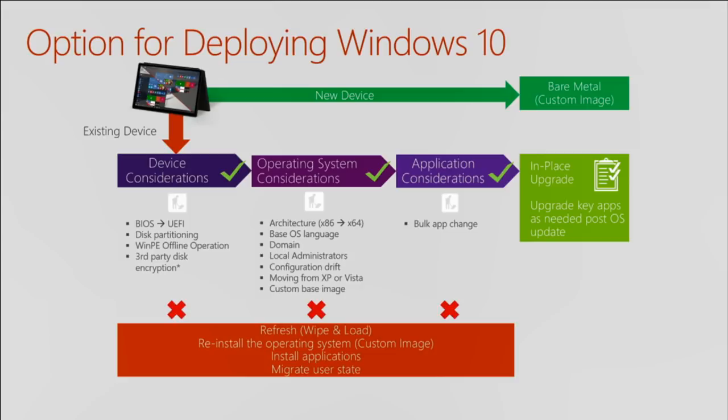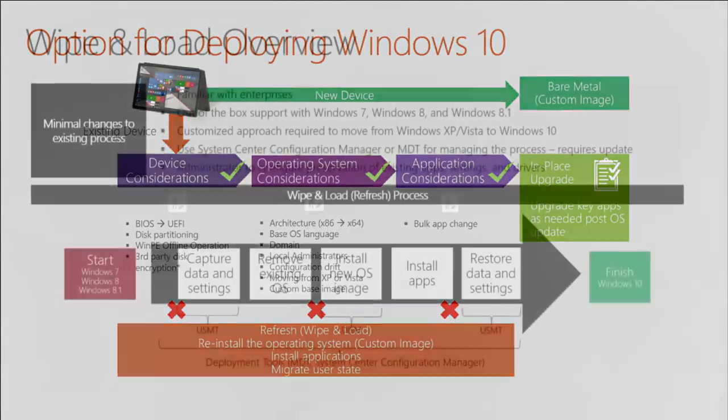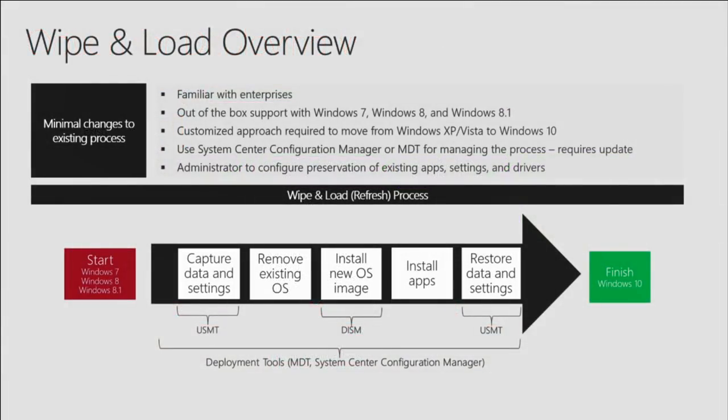Wipe and load is going to take a corporate image, but you're going to be using a backup and restore method to get the user data and settings preserved through that process. Okay, so the flow works something like this. We'll use the User State Migration Tool as part of a wipe and load to back up user state. I'll drill down on that in a second. You'll remove the existing operating system, put down your new corporate image, and then finally you'll install applications just before you restore the user state.